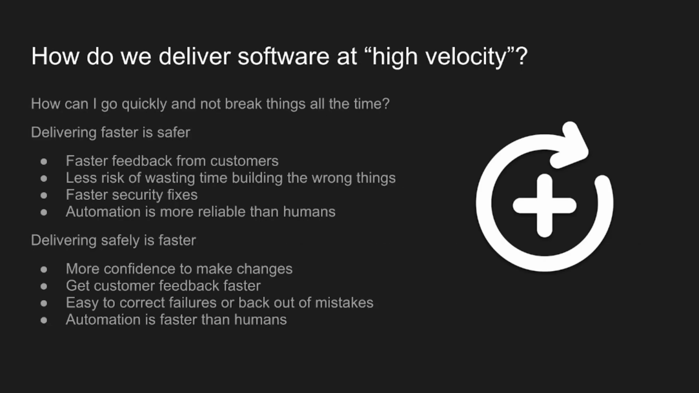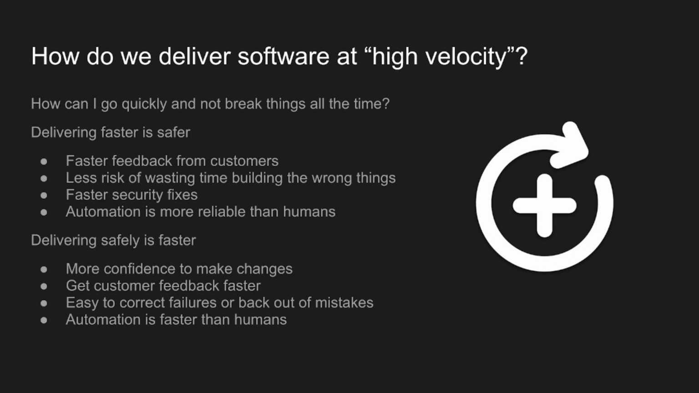So then how do we deliver software at high velocity? How do we do that? How do we go quickly and not break things all the time? This is something that I feel like is kind of confusing to people. You get new developers and they sit down and it's like, yeah, we're going to ship your code to production today, on your first day. You're going to make a change and it's going to go out in front of our customers today. And I think people panic, right? Like, oh my God, I'm going to break things. How do I do this and not just break everything all the time?